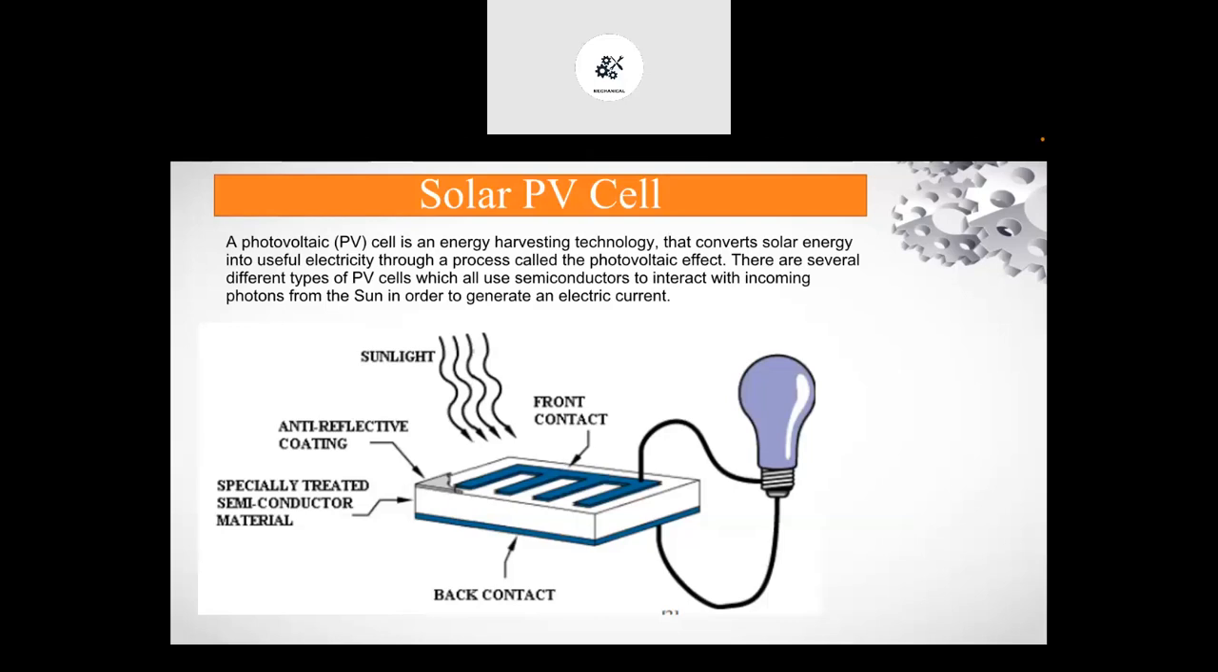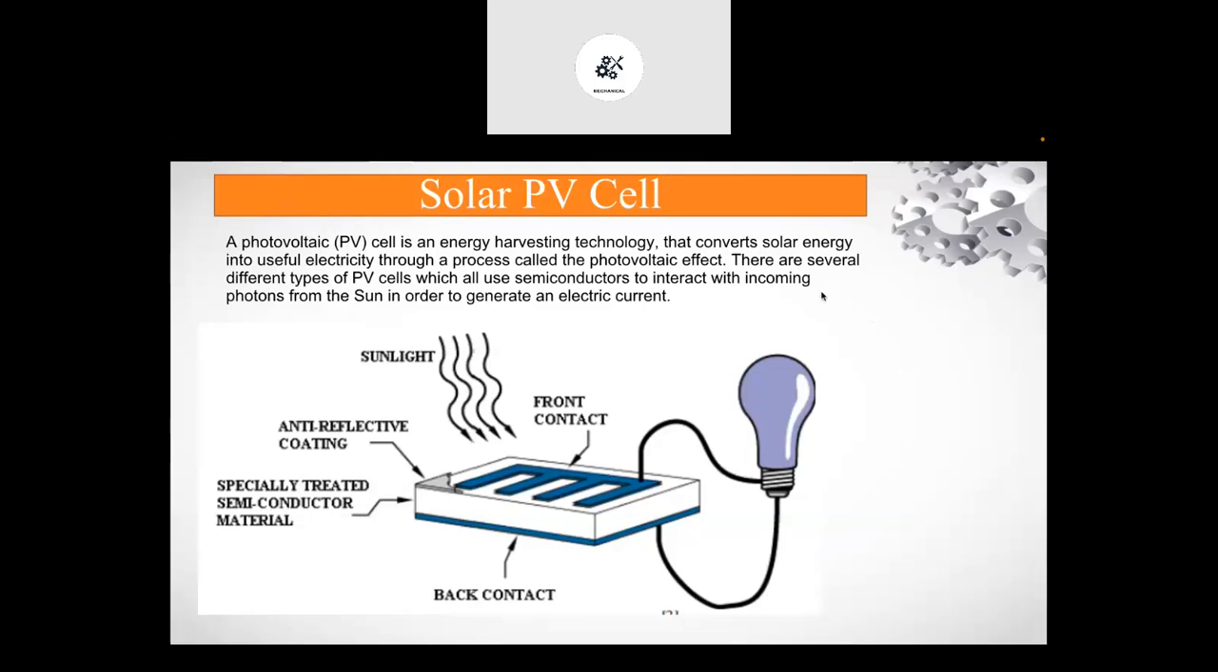There are several different types of PV cells we can use. The main material used in the construction of a solar PV cell is a semiconductor, and in most PV cell applications we are using silicon semiconductor. Because of its characteristics and properties, we generally use silicon as a construction material in solar PV cells. Nearly 90 to 95% of solar PV cells are manufactured using silicon semiconductor nowadays.